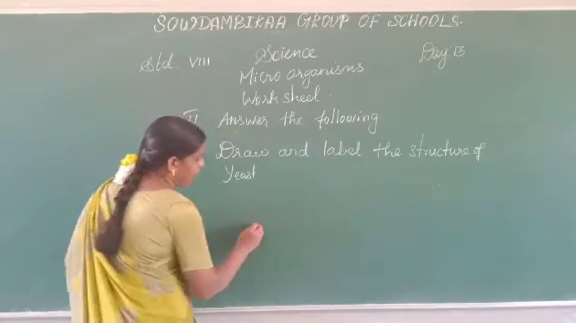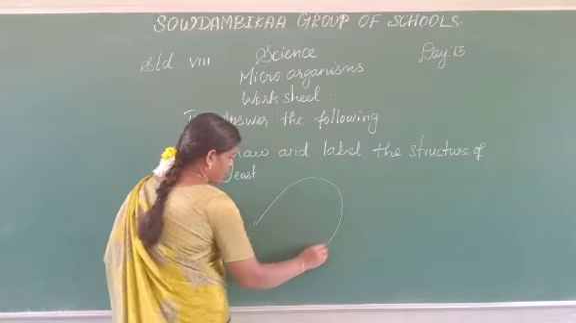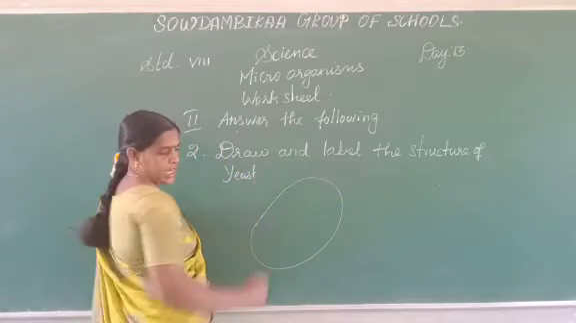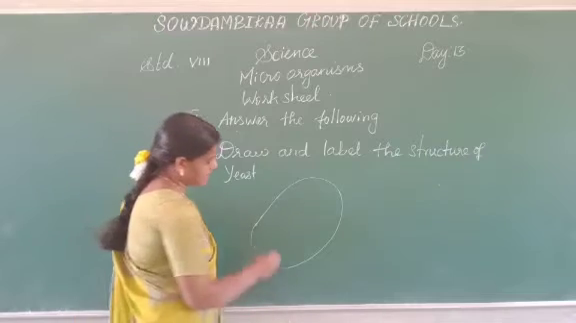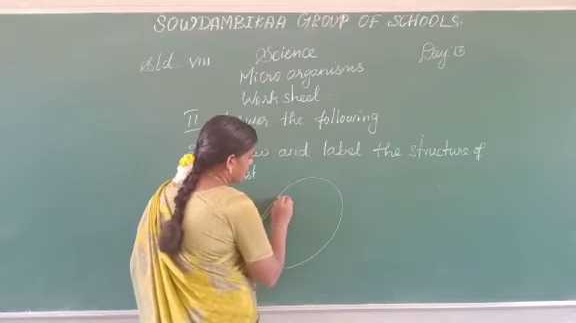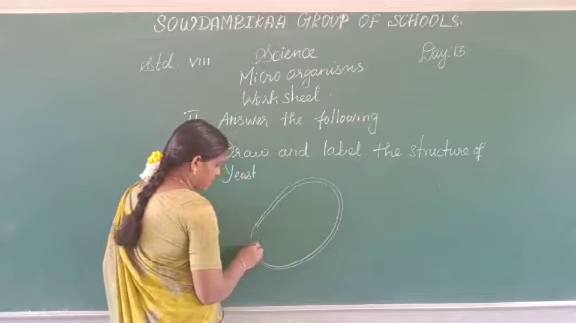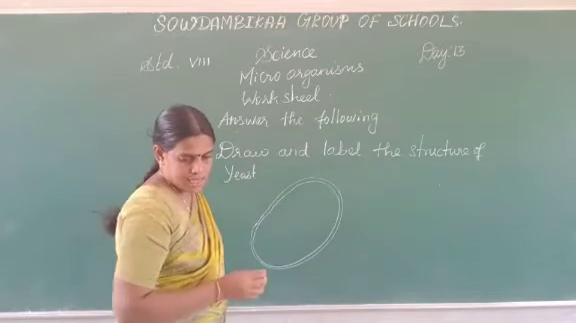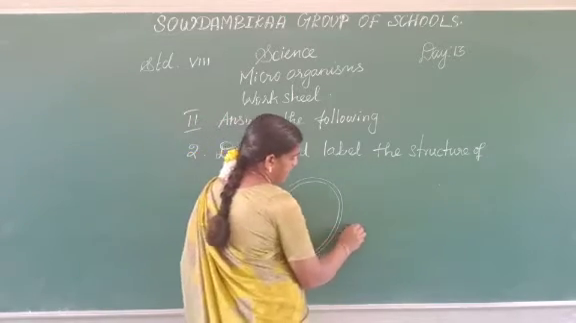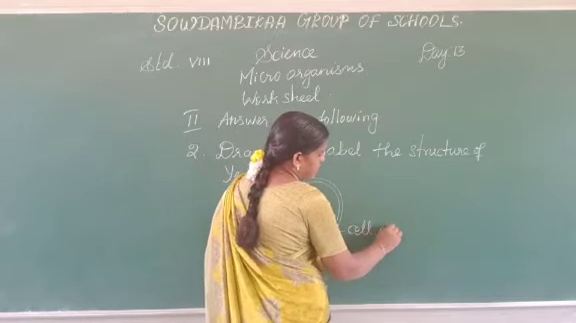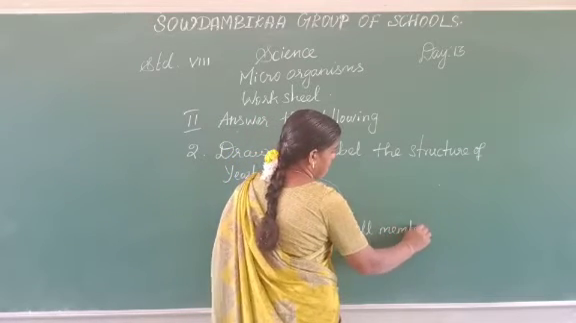What is the shape? The oval shape. They have a cell membrane. The outer thin layer is called the cell membrane.